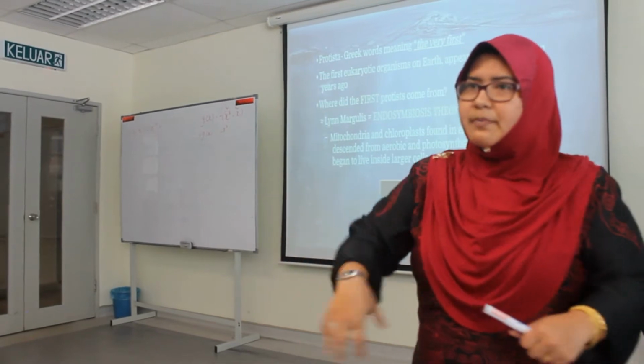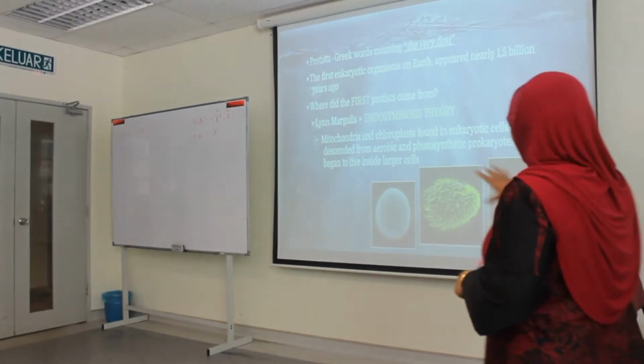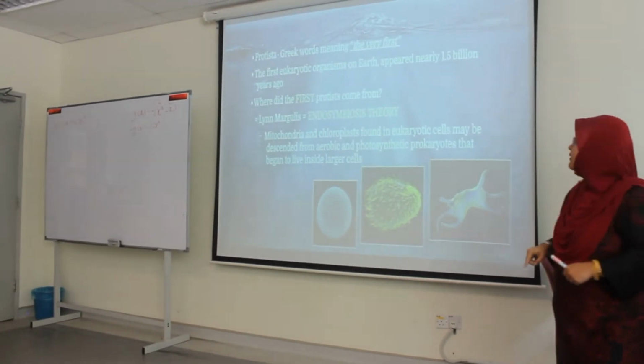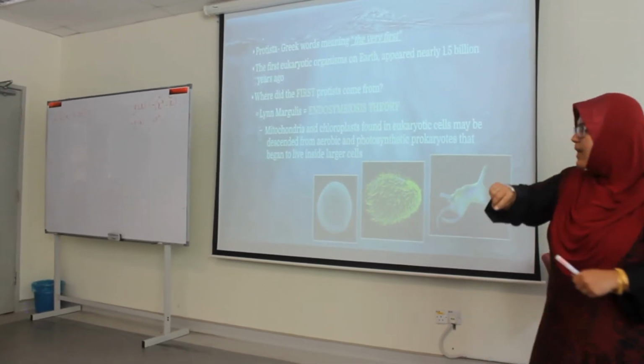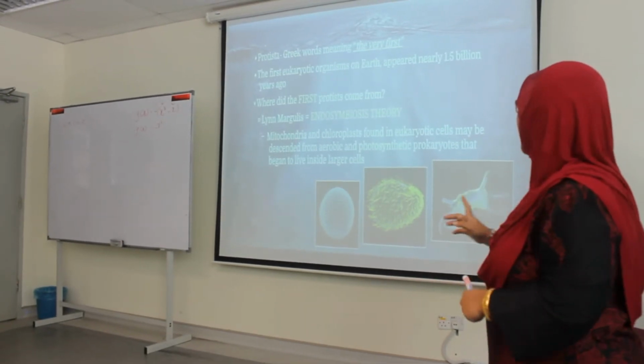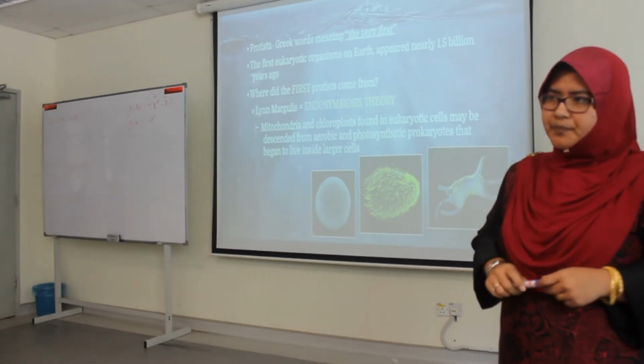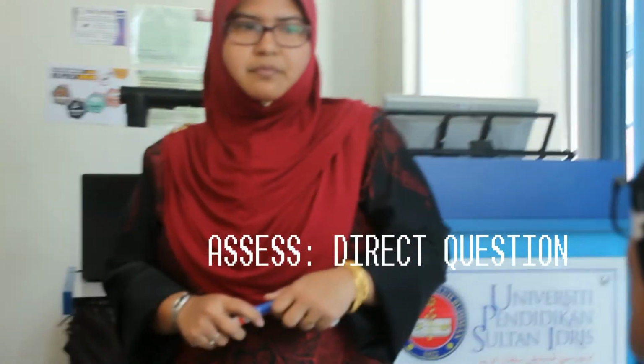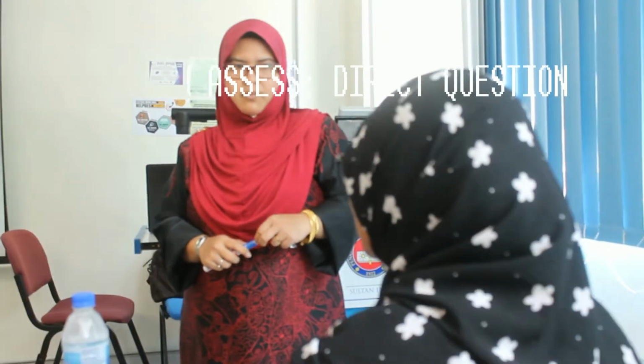You can always relate back to the endosymbiosis theory. The basis of the theory is that mitochondria and chloroplasts found in eukaryotic cells may be descended from aerobic and photosynthetic prokaryotes that began to live inside larger cells. What does it mean? Prokaryotes that are photosynthetic can make their own food, right? So the photosynthetic prokaryote became the chloroplast.